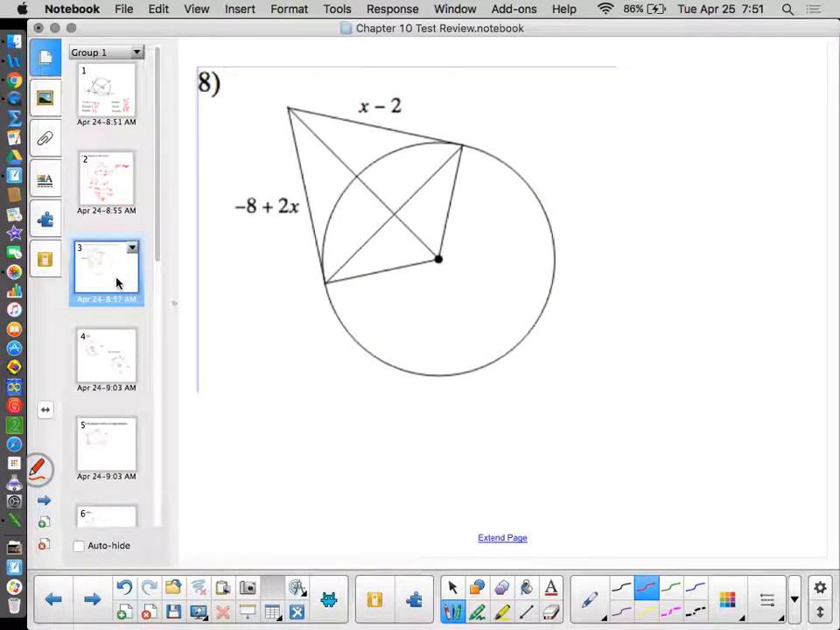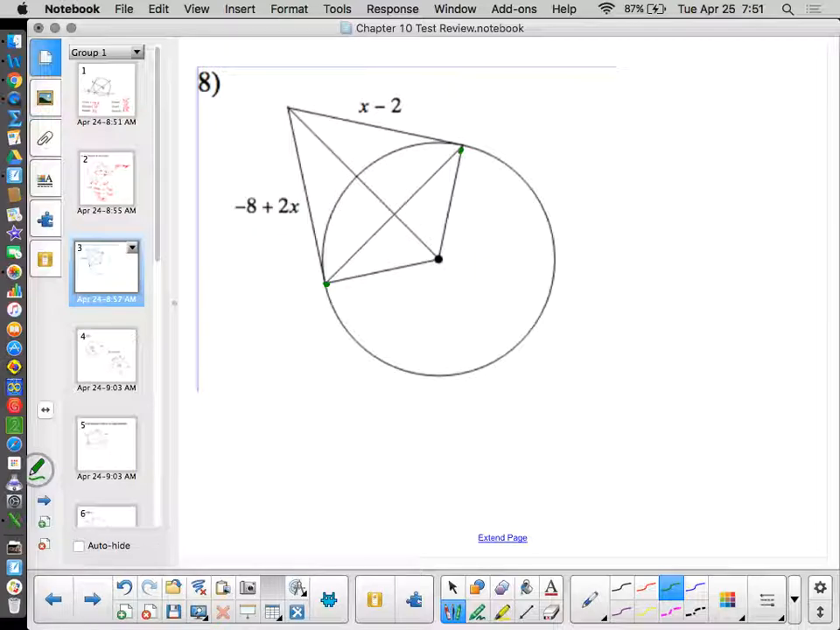Find the value of x. Okay. What do we know? Since these are tangents, we know that 2 tangents from a common external point have to be congruent. That's one of our theorems. So, mathematically, what does that mean? What do we set up? What's the equation look like?